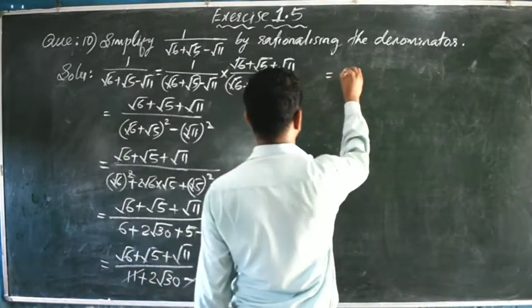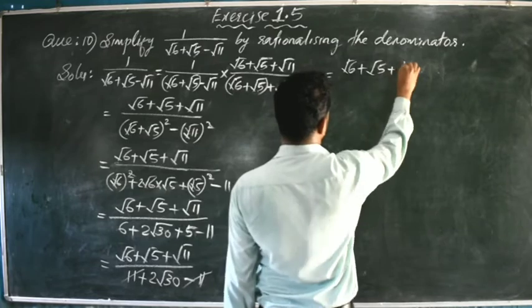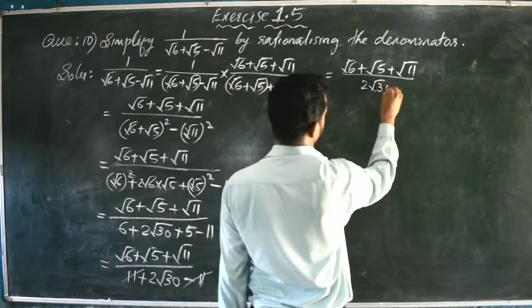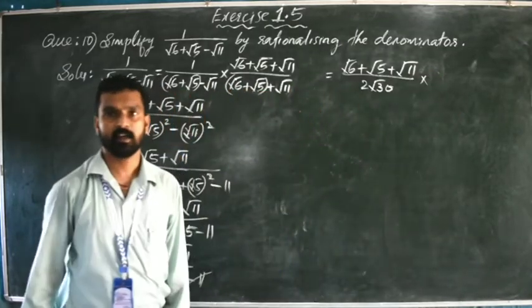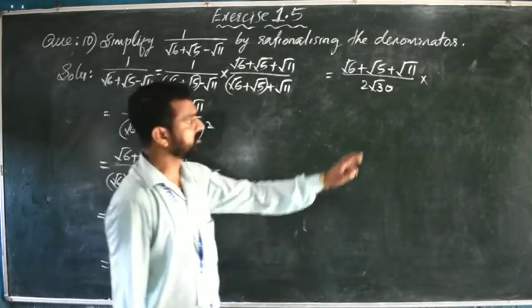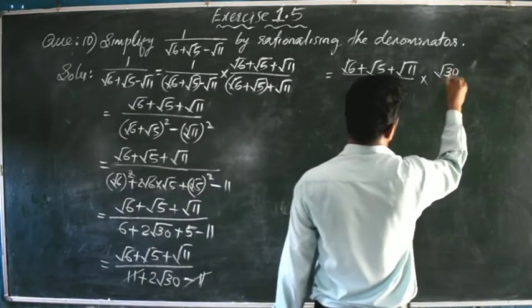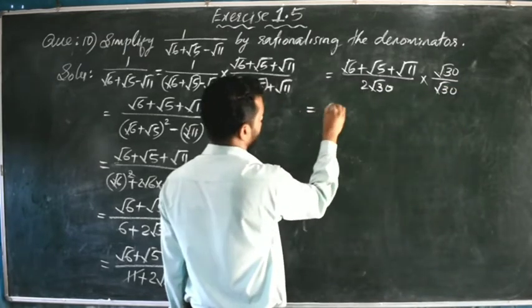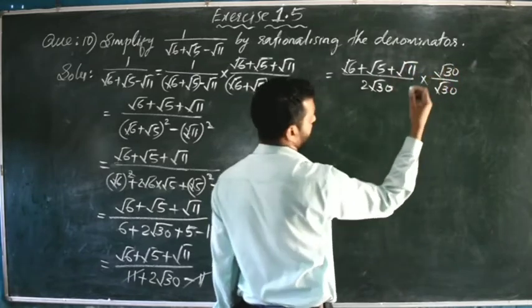So what is the answer? Root 6 plus root 5 plus root 11 divided by 2 root 30. So again the denominator is an irrational number. Root 30 is an irrational number. So we will multiply numerator and denominator by root 30. Root 30 we will multiply. That is equal to root 6 into root 30. To all the terms we have to multiply by root 30.